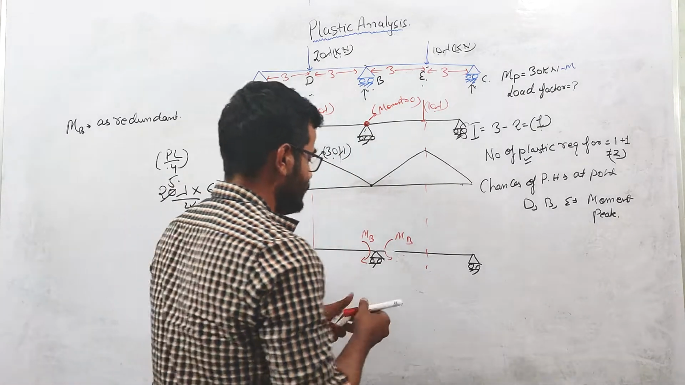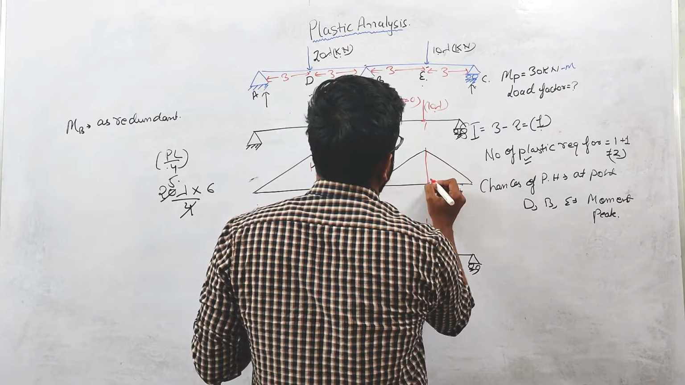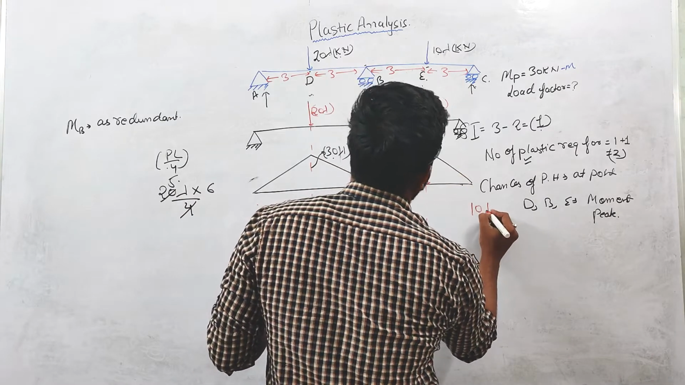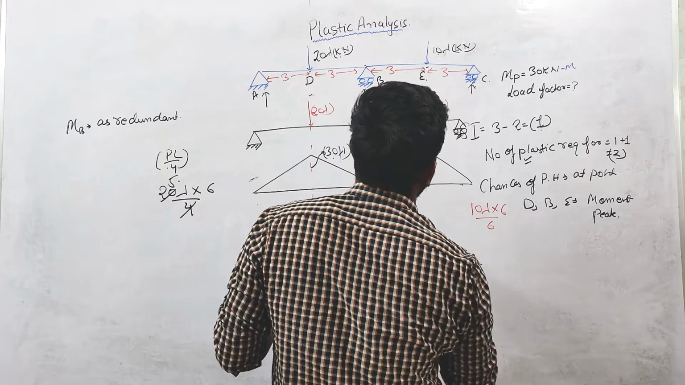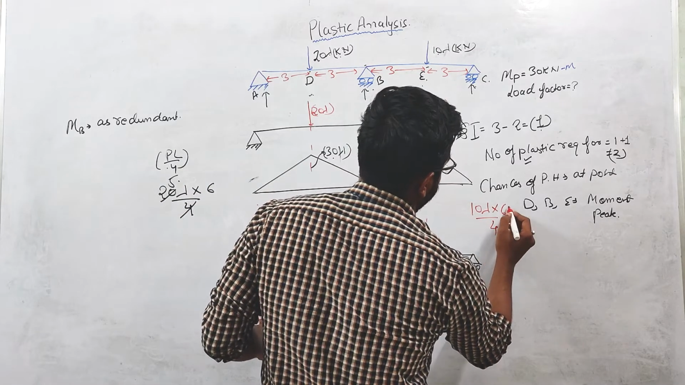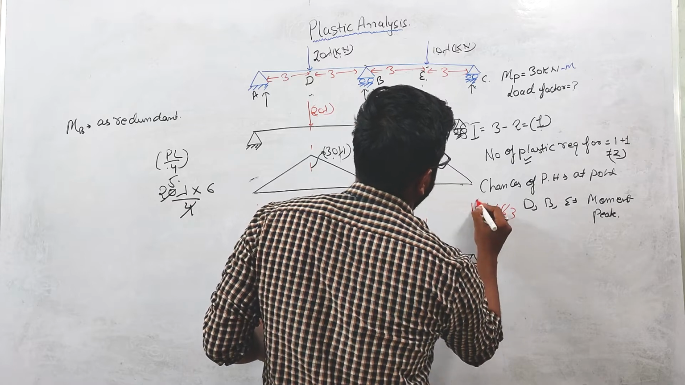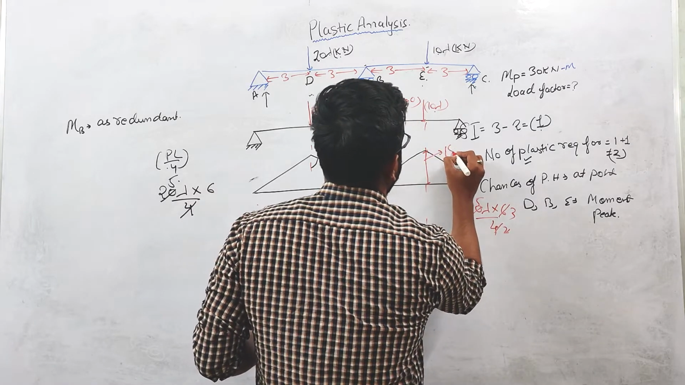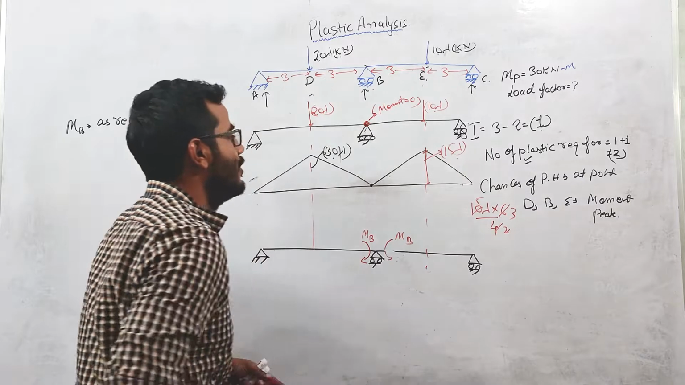At this point, the maximum value is 10 lambda into 6, sorry, 6 divided by 4. So this will be 15 lambda, the maximum value of the moment.